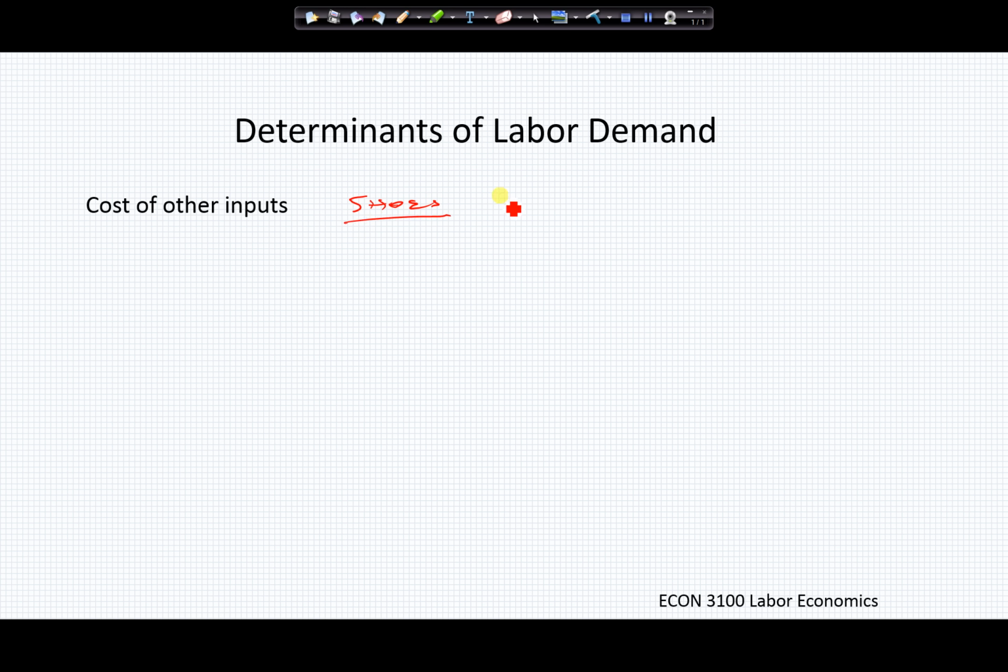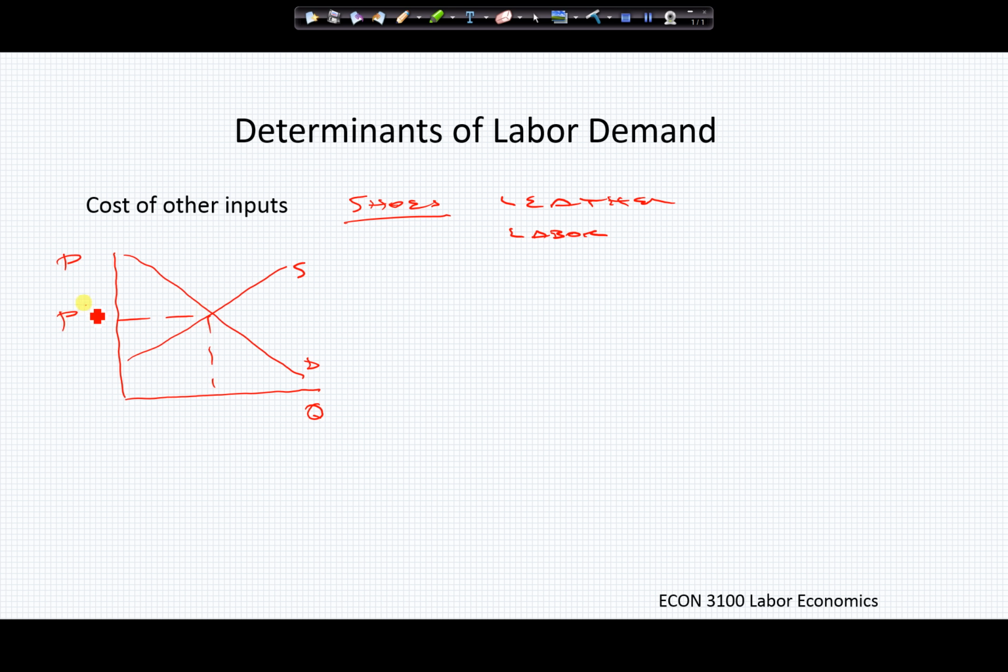And shoes use leather and labor in their production. Now you and I know that they use much more than that, but just try to simplify this. And let's assume for a moment that we have a basic goods market model with some quantity and some price, some supply and some demand, with again our P star relationship and our Q star relationship. Again, these are indicative of a market that clears.